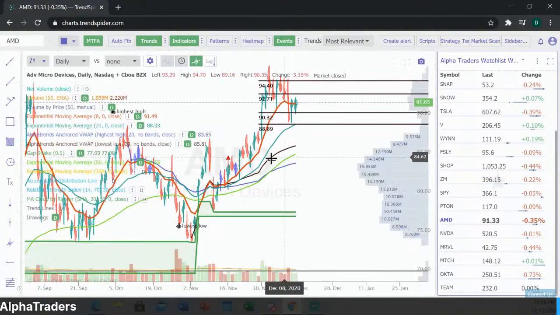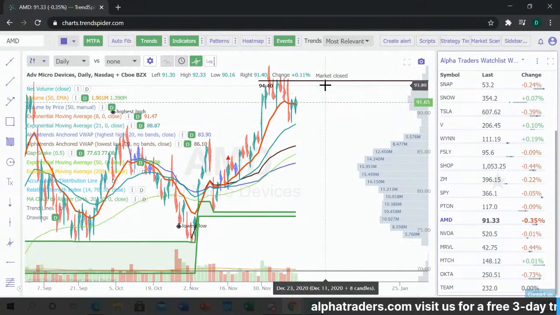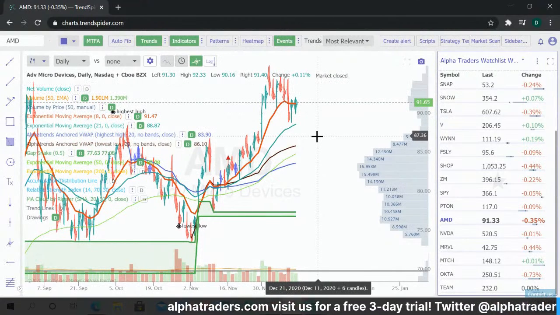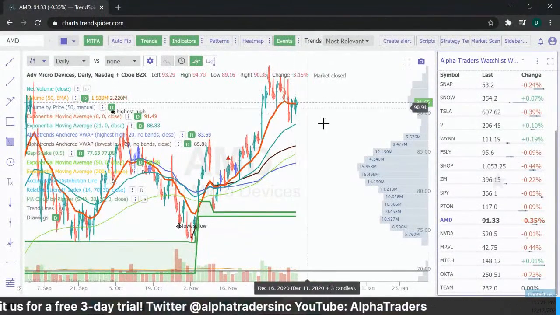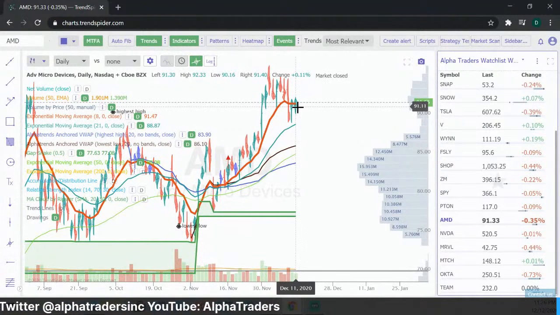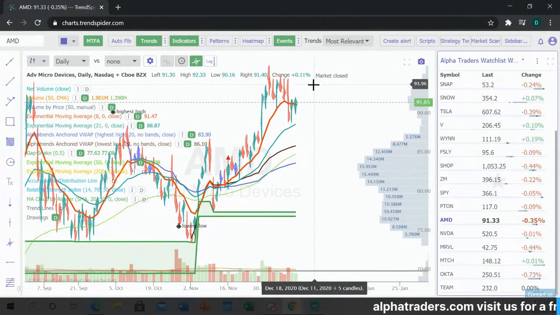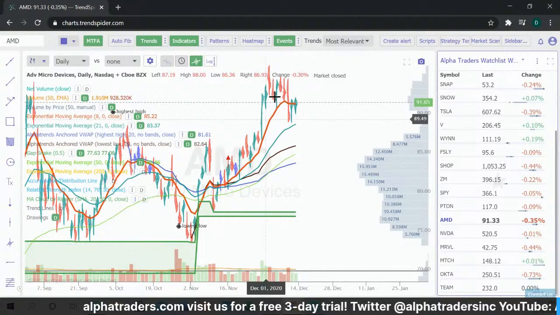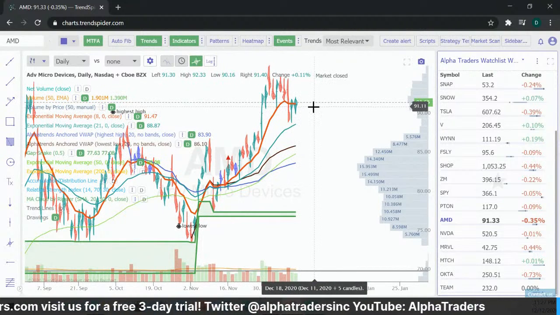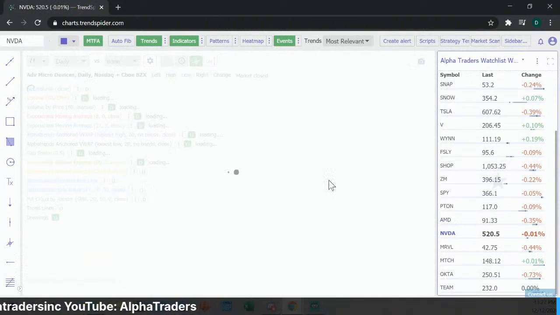AMD, spiky as usual. Like I've been telling the members for weeks, we have some AMD Leaps 97s for this week. We've had them for a couple weeks. Let's put it this way, it's holding. 91.47 is the 8-day. It's holding this, 8-day curling a little bit. AMD really needs to go if it wants to get to 100. There's a ton of call flow for this Friday. We'll see if AMD goes.